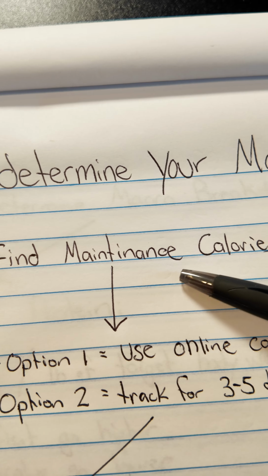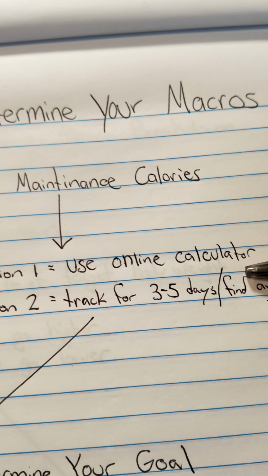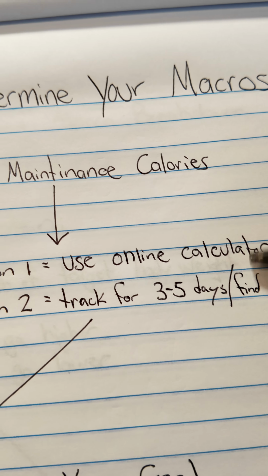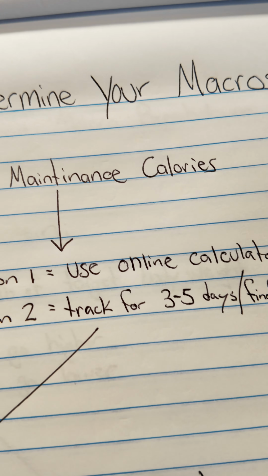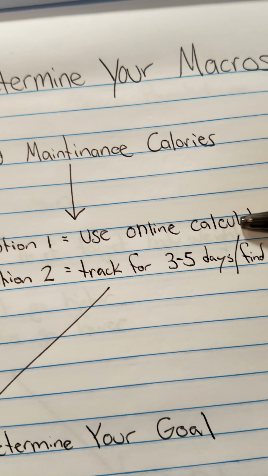Step one, we need to find our maintenance calories. We have two options for this. Option one, you can use an online calculator to find your maintenance calories, which is easy, but then it takes some guesswork in adjusting to what you're actually eating, because most of us aren't eating our estimated maintenance calories.